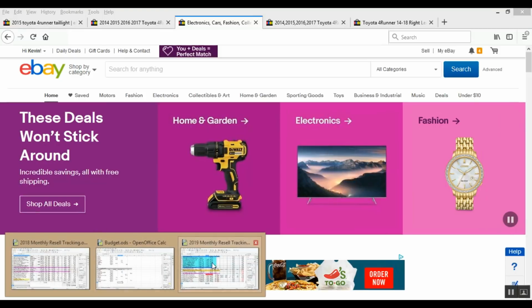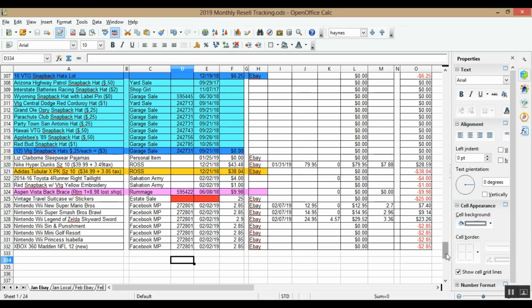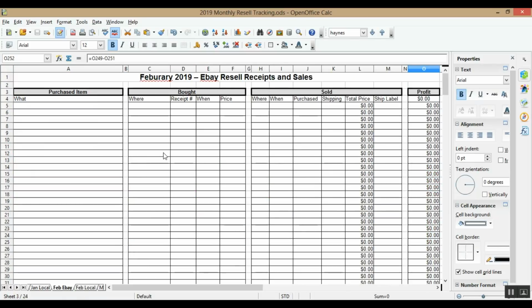But I actually do keep track of everything on a spreadsheet. So I keep track of it here. I'll tell you what, I'll go to February and I'll show you. This is what it looks like blank each month. It's February now, and I just haven't transferred over to the new month. I need to, I just haven't done that yet. This is what it looks like.